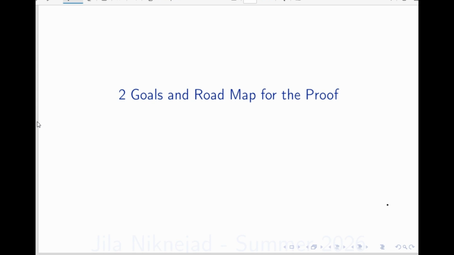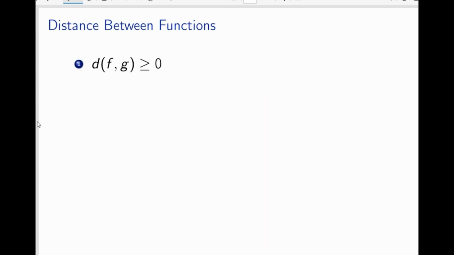A metric must satisfy the following properties. Positivity. The distance between two functions is non-negative. So if d is the distance function, d of f and g is bigger than or equal to 0.